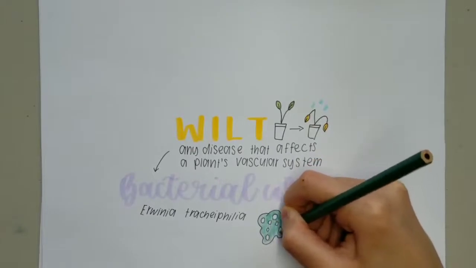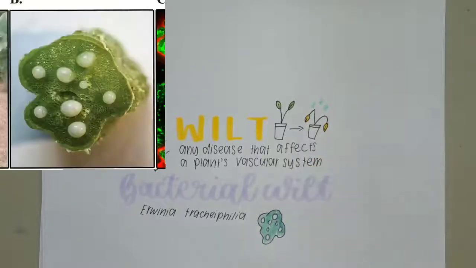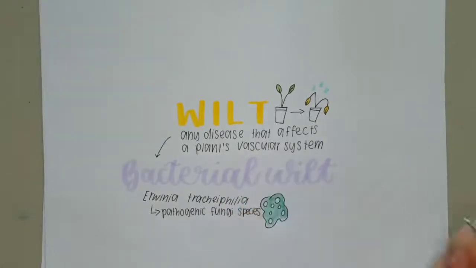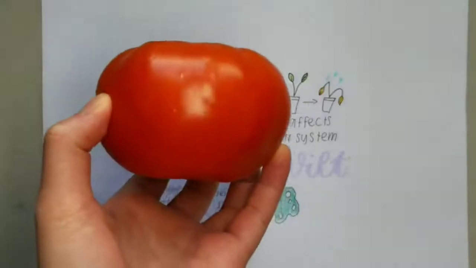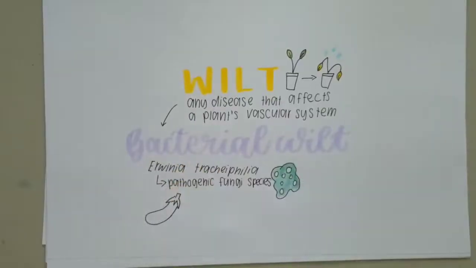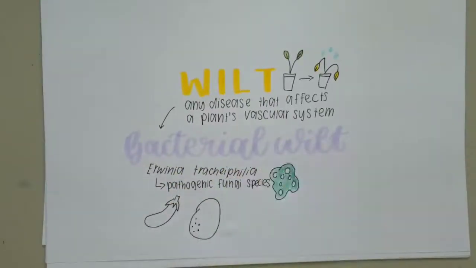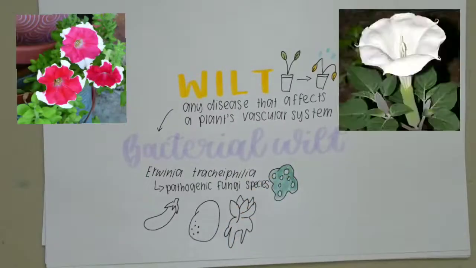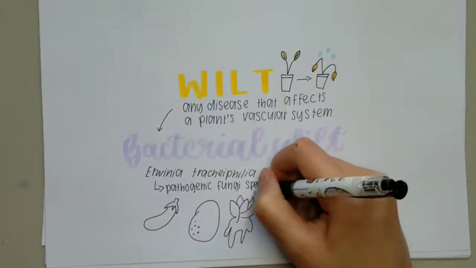If you looked at this organism with a microscope, it would have an irregular shape with a green color and white spots. Bacterial wilt is one of the major diseases for tomatoes. It also affects eggplants, potatoes, tobacco, and other solanaceous plants, including petunia, datura, and mandragora.